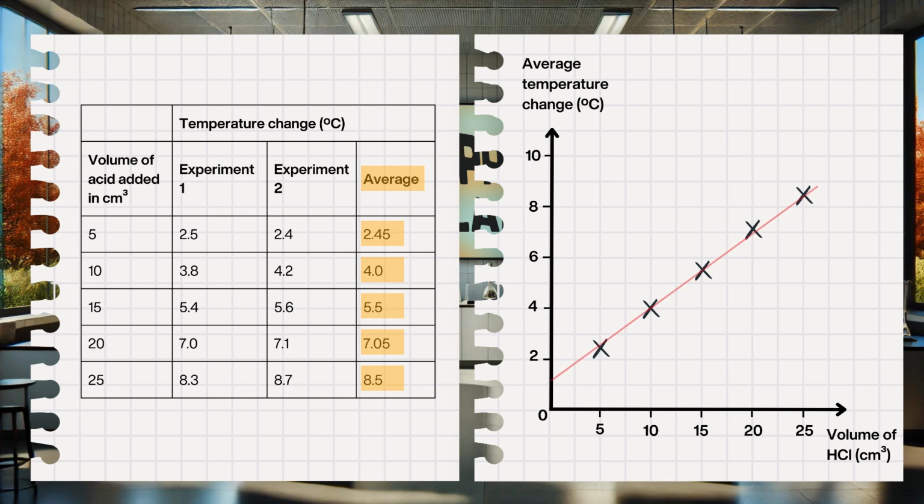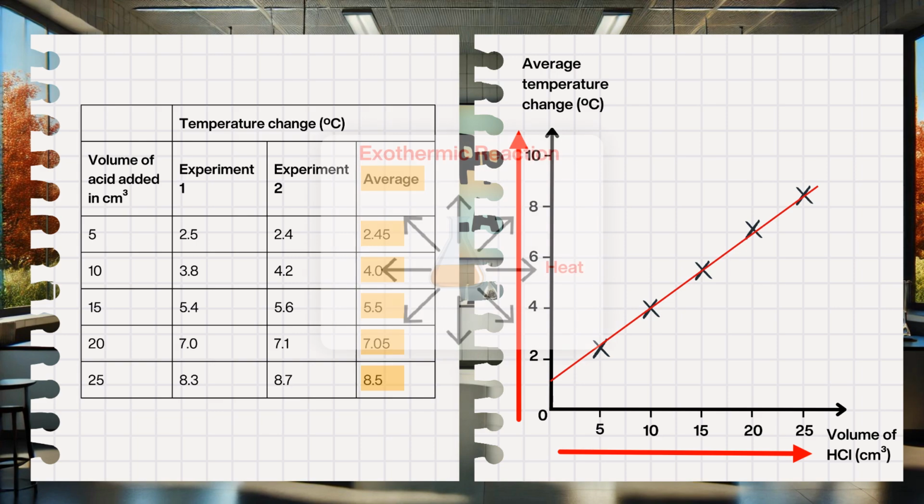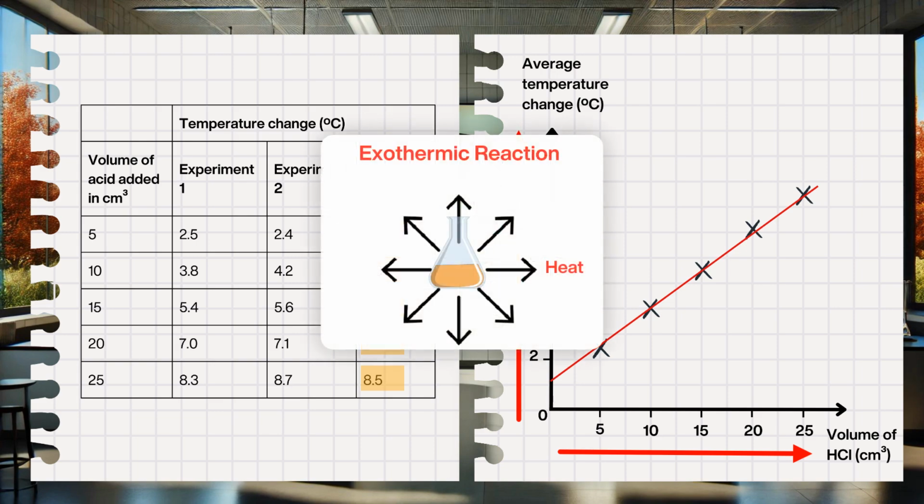Now draw a line of best fit to connect the data points. This will help to visualize the trend. From the graph, we can observe that as the volume of HCl increases, the average temperature change also increases. This is because the larger the volume of hydrochloric acid, the more hydrochloric acid reacts with sodium hydroxide, and the more product, which in this case is water, is formed. This formation of water releases energy, which leads to the temperature change.